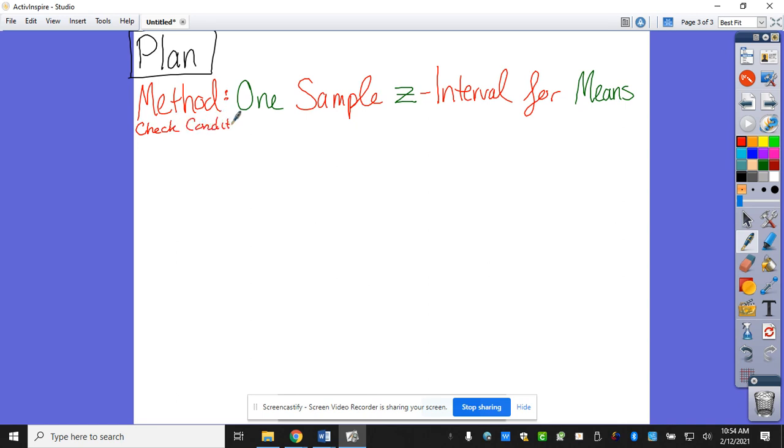Sometimes I write check conditions, sometimes I don't. You're checking your conditions whether you write that's what you're doing or not. What is the first condition that we check? I always have people that get this wrong for no reason, essentially. What does this problem actually state?